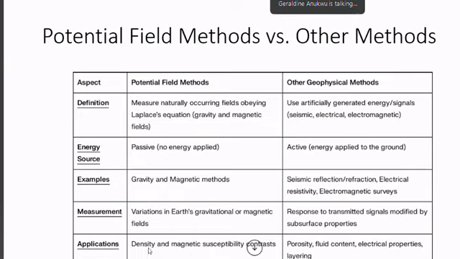So anything that has to do with density for gravity and magnetic susceptibility for magnetic contrast is what we utilize it for. Then other geophysical methods can be used for porosity, fluid contact, electrical properties, layering, and so forth. So basically what I would like us to take out from here is that all potential field methods are naturally occurring, and they also obey Laplace's equation. Class, I hope I am clear.